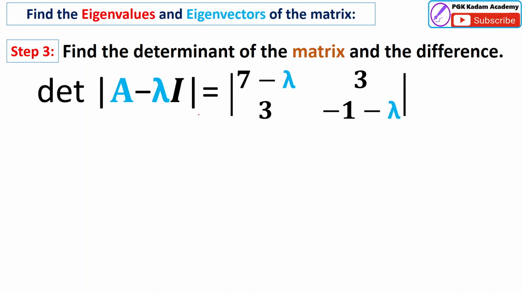How to find it? Just by solving this determinant. Here, 7 minus lambda is multiplied with this one.